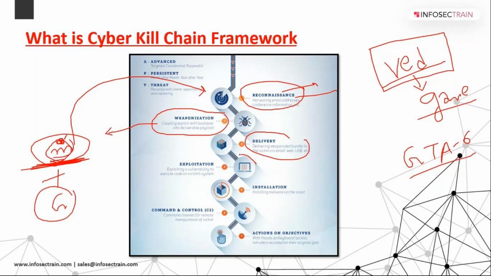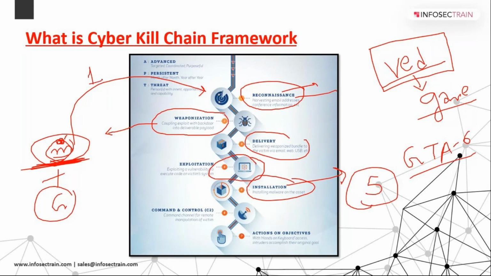Then I do the exploitation part. Now I find out the vulnerability and exploit it, and I insert a malware into the system. And comes the installation part. In installation, I will install additional malware into the system. In this first case, I'm installing only one malware. In this fifth step, installation, I will install 5 other malware as well, because the system is now in my control. Why am I installing another 5 malware in Ved's system? Because if he kicks me out, right, one malware, still 5 are left.